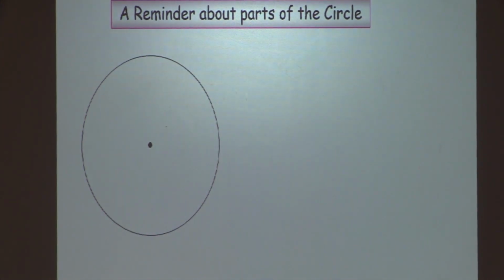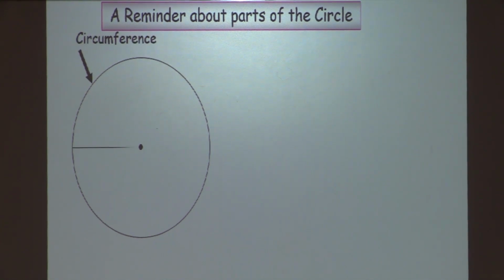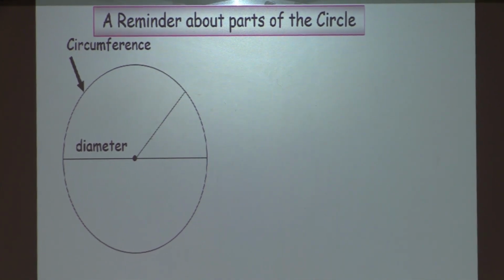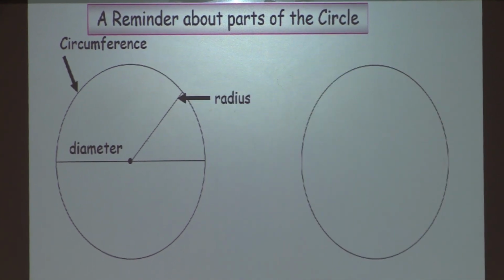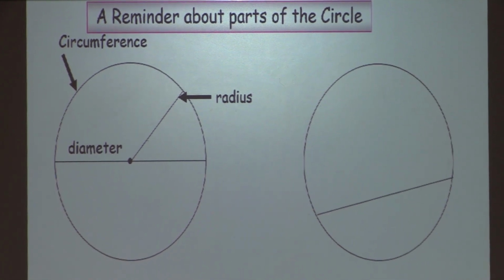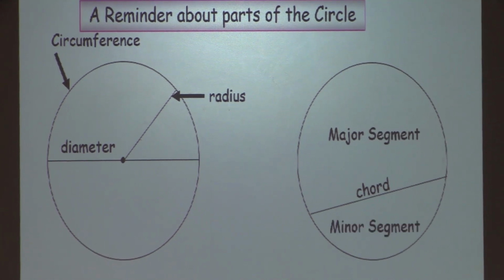What do we call a distance around the circle? It's called the circumference. That line is called the diameter. Look at that line there. What do we call it? It's the radius. Look at that line there. It's not going through the center. It's called a chord. What does the chord do? It divides the circle into 2 parts, the major segment and the minor segment.